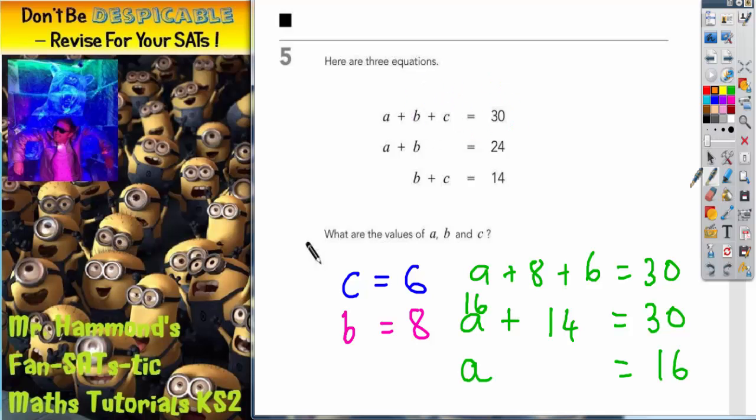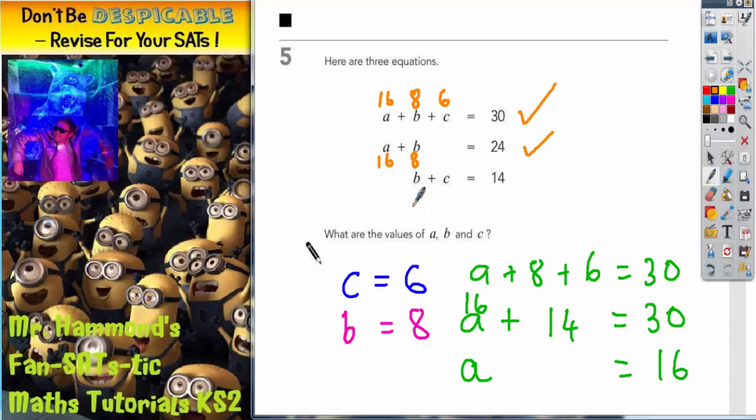Statement number 1 says a plus b plus c equals 30. Does this work with our numbers? So we've got 16 for a, 8 for b, and 6 for c. 16 and 8 is 24, plus 6 equals 30. So statement number 1 works. Statement 2, we've got a is 16 and we are adding b, which is 8. 16 plus 8 is 24. So the second statement works.